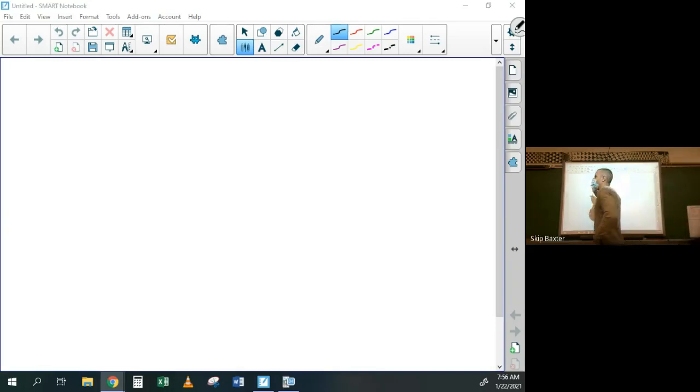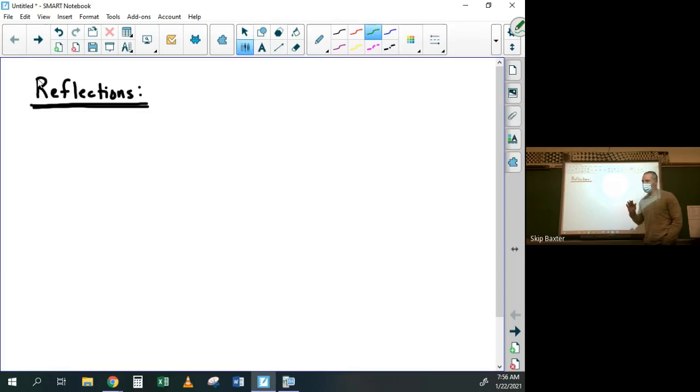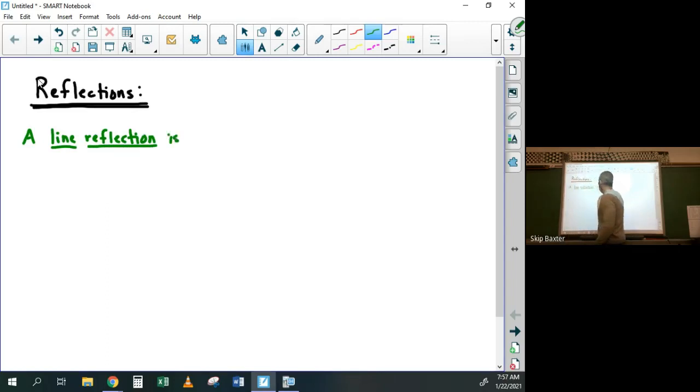Okay, so then today we're going to talk about the next type of transformation, which is reflections. Okay, so a reflection is just, well, there's two different types of reflections. First of all, there's line reflections and point reflections. So let's talk about line reflections first. A line reflection is like a mirror image.